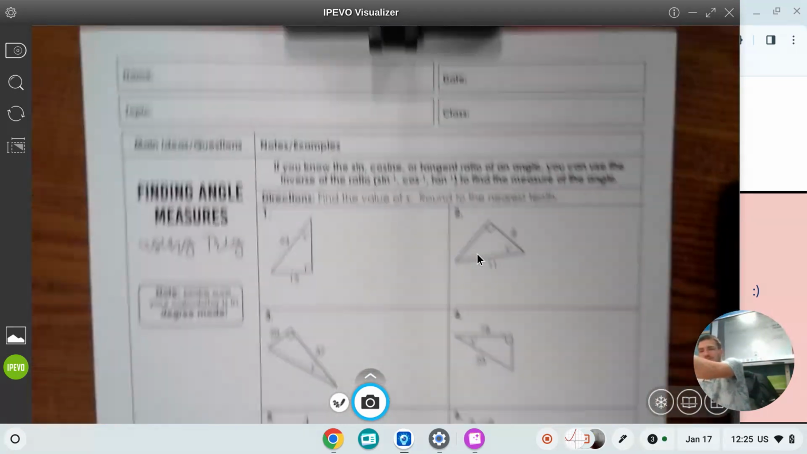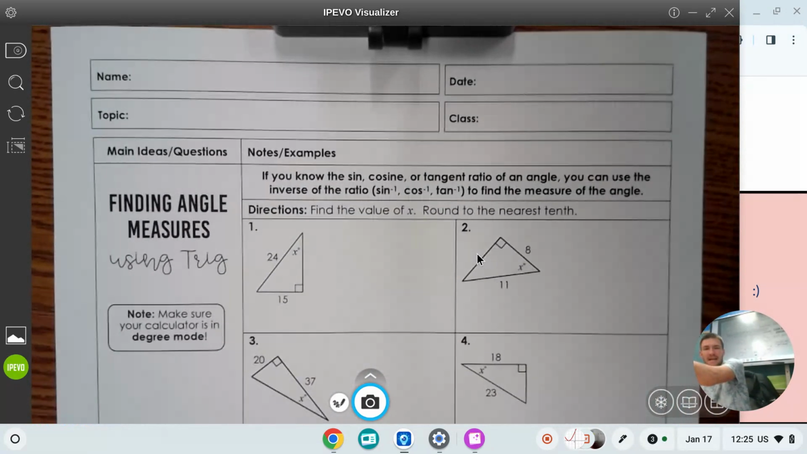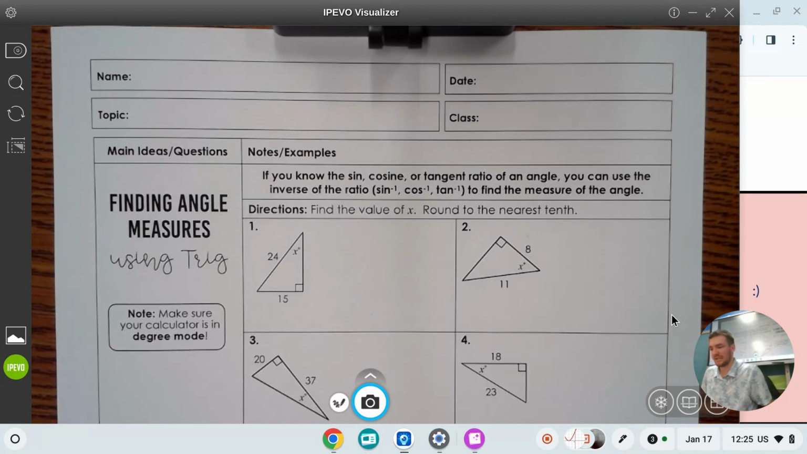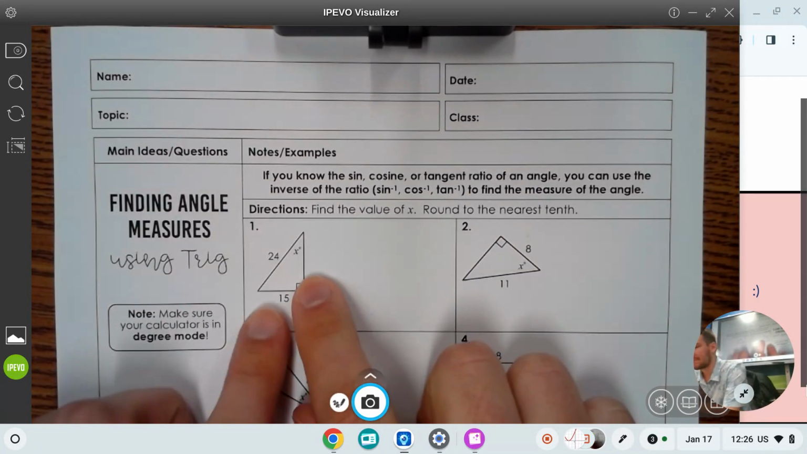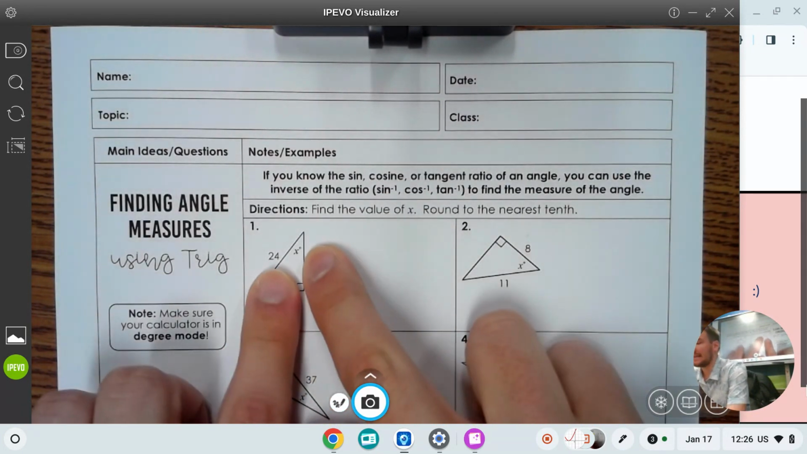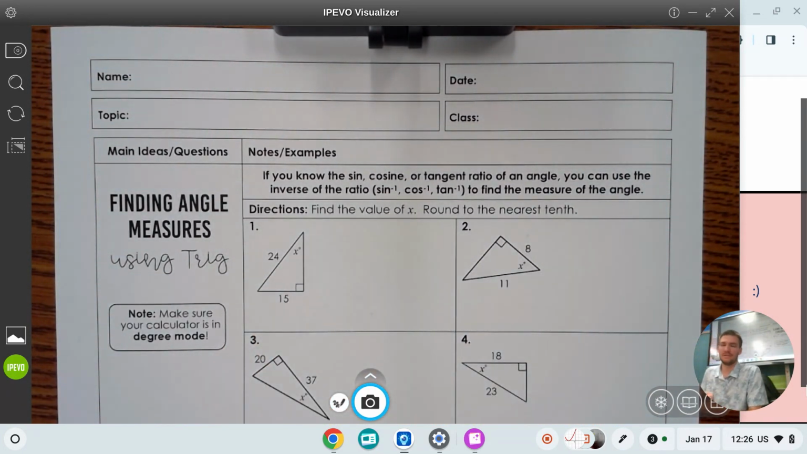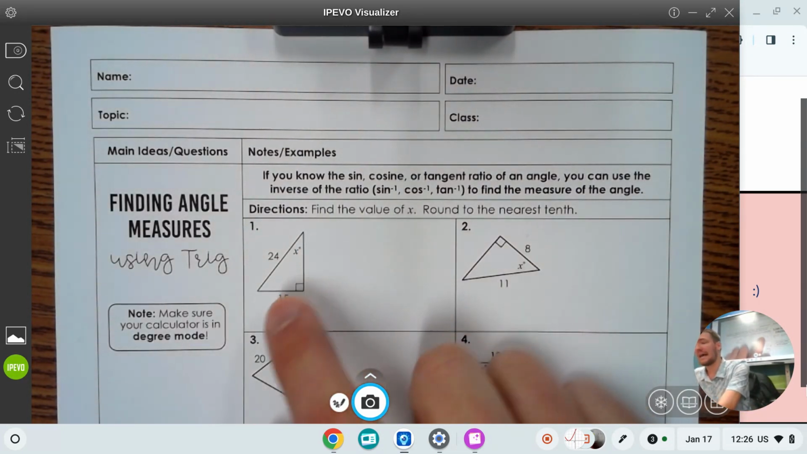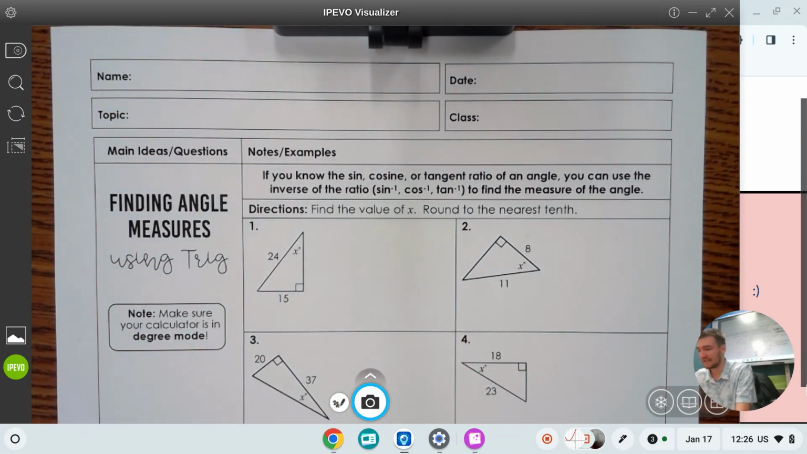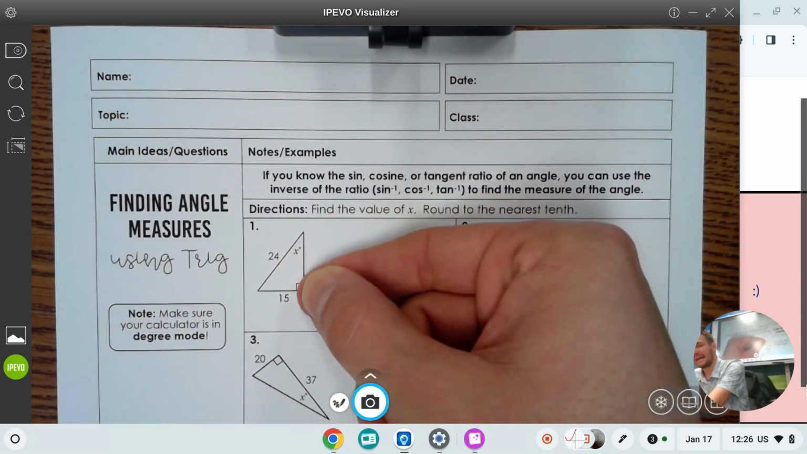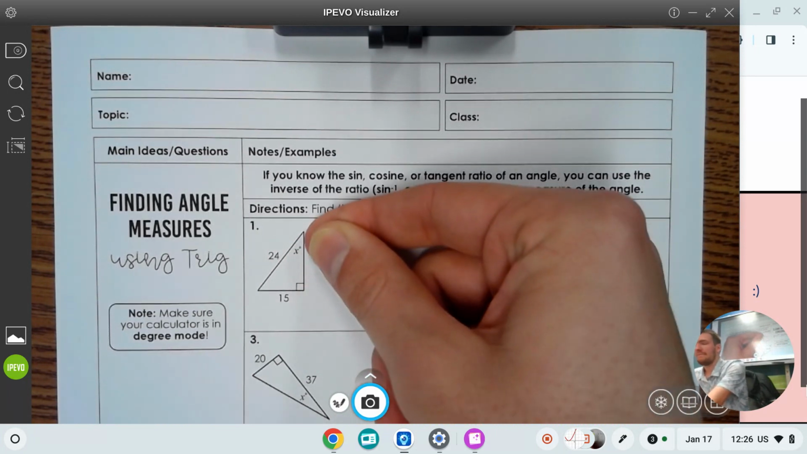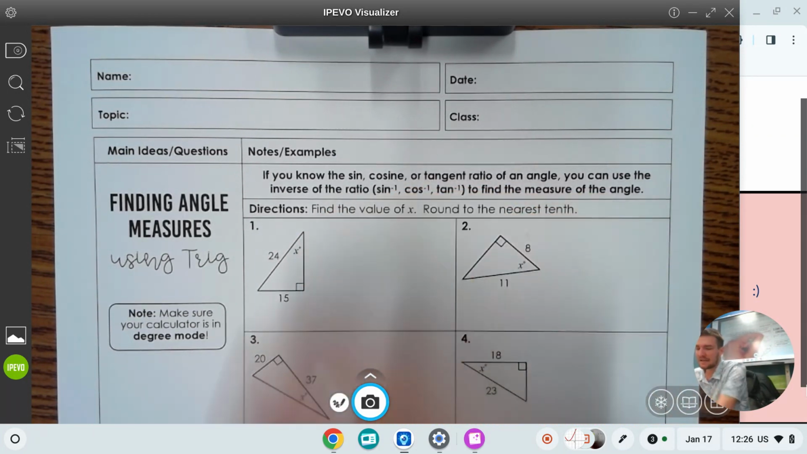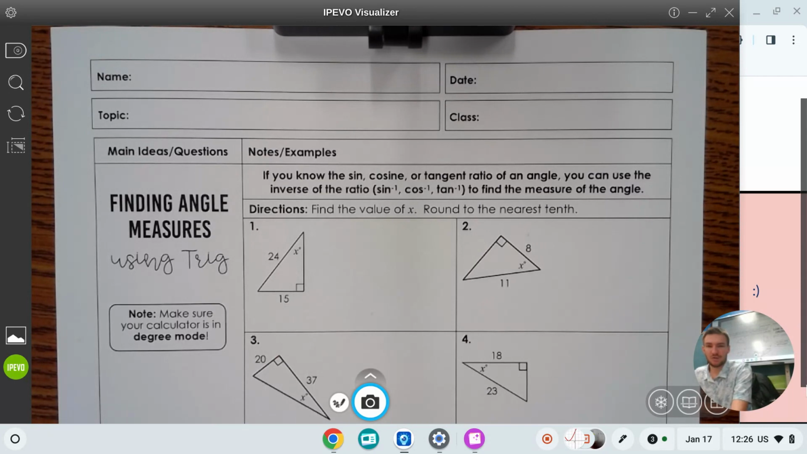Hopefully headphones put away. We are talking about finding angle measures using trig. We did almost this exact question yesterday, except we had the angle always given to us. It would say the angle is 31 or the angle is 45, and we would have the X, the missing piece, as one of our sides. But today we can see that we have side and side both given, but we have the missing angle.